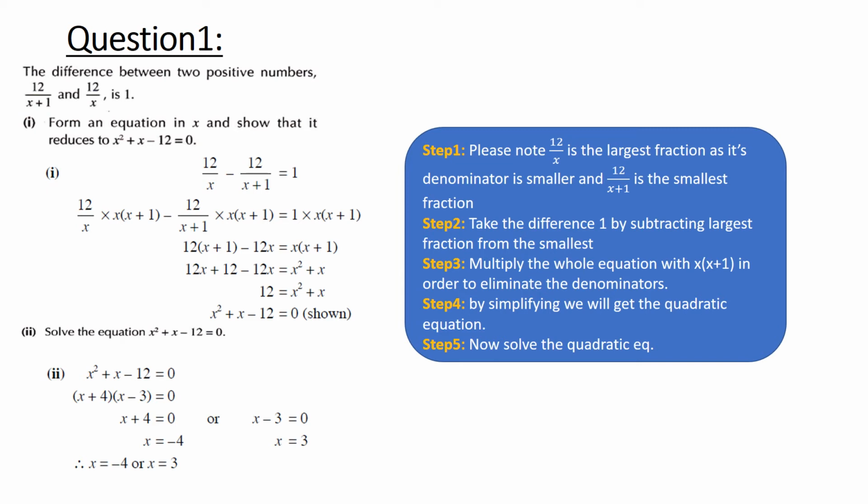But see your statement in the question, you need two positive integers. So you will neglect your negative value and accept the positive value, that is x equals to 3.